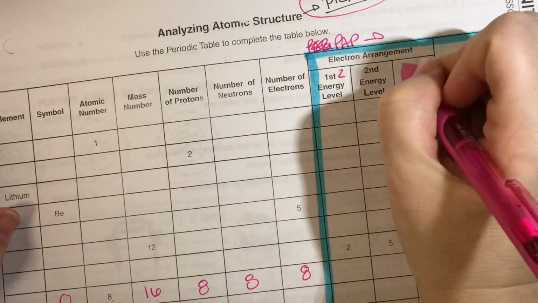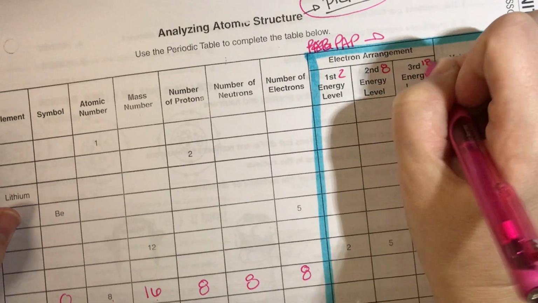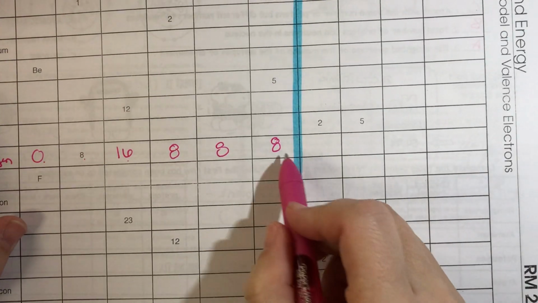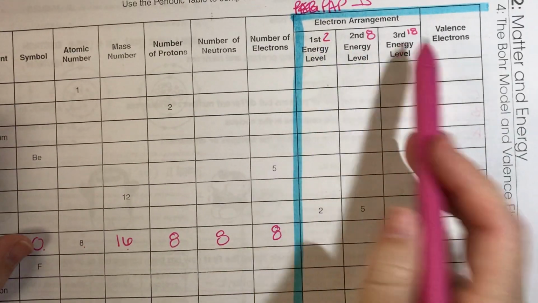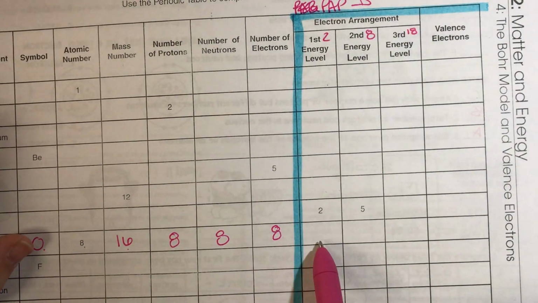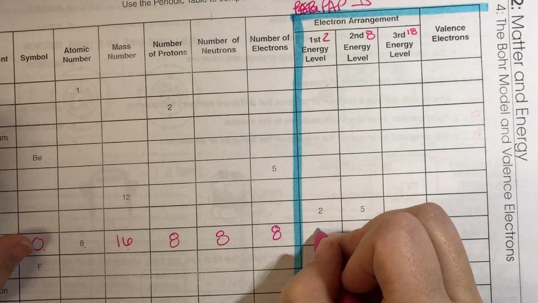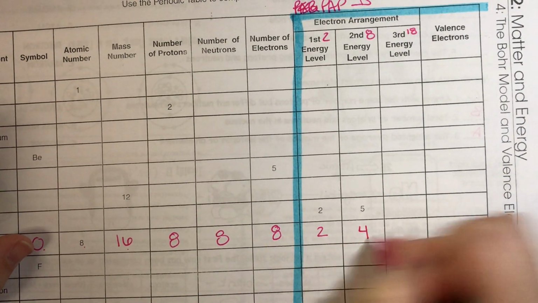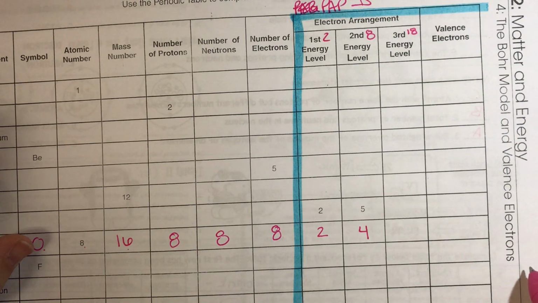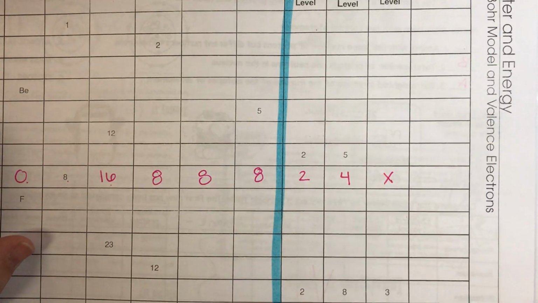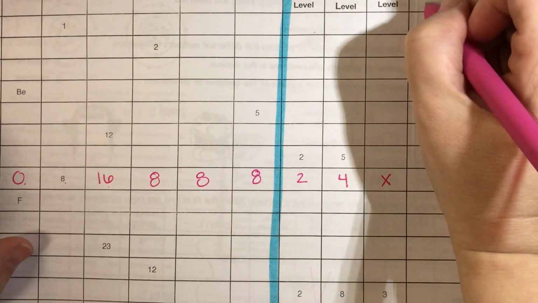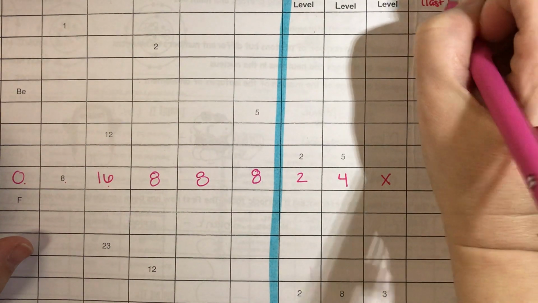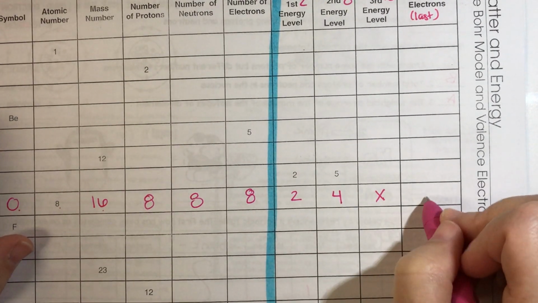If you're in pre-AP, you're going to use the electrons and you're going to fill in this chart. So I have 8 total. First one can hold 2. So 8 minus 2 gives me 6. And that's all there are to them. The valence electron is the last group. And so that one for this would be a 6.